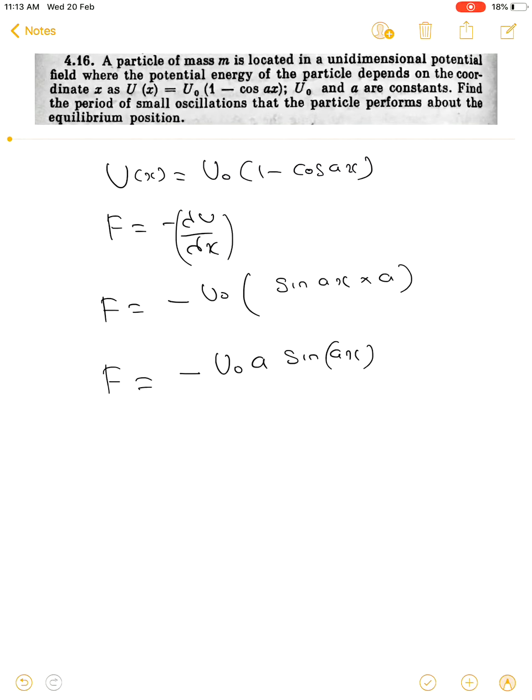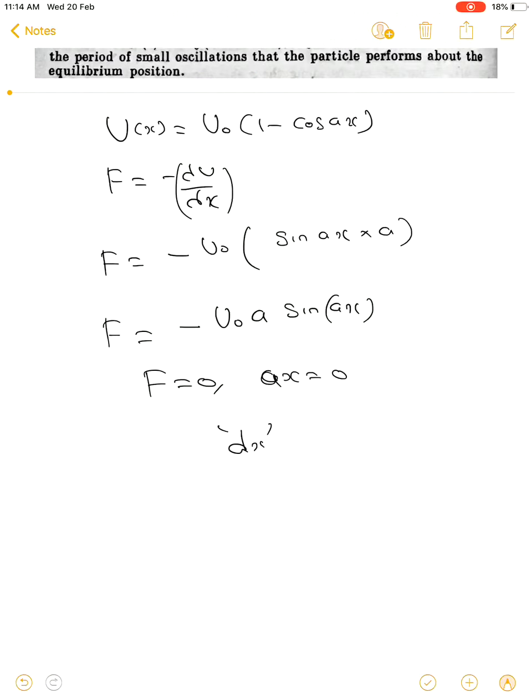Now from this equation we can find out the value of the equilibrium position. At the equilibrium position, force will be equal to 0. So according to this equation, when F is equal to 0, the value of ax should be equal to 0. Now if from this equilibrium position the particle is displaced by a very small distance, let's say dx, then we can find out the value of the restoring force acting on it, represented by df.